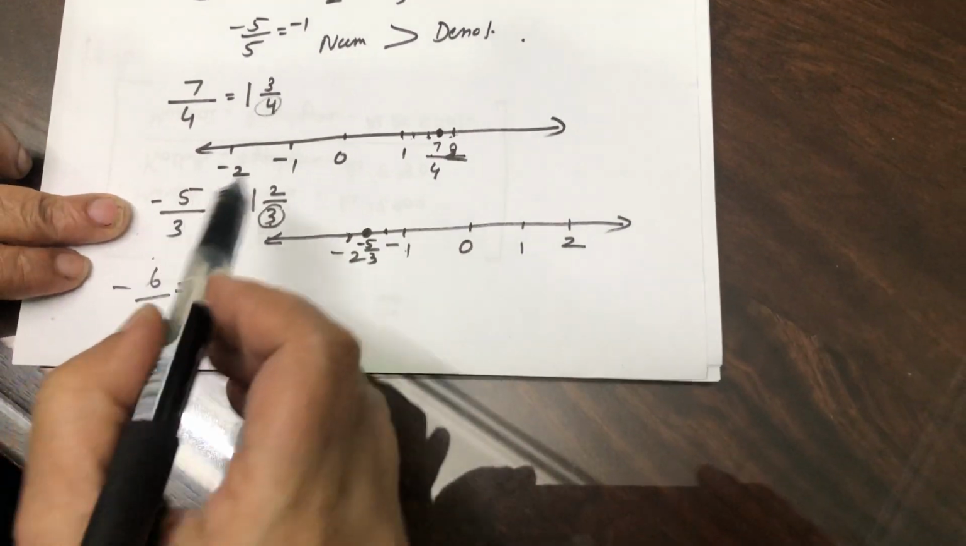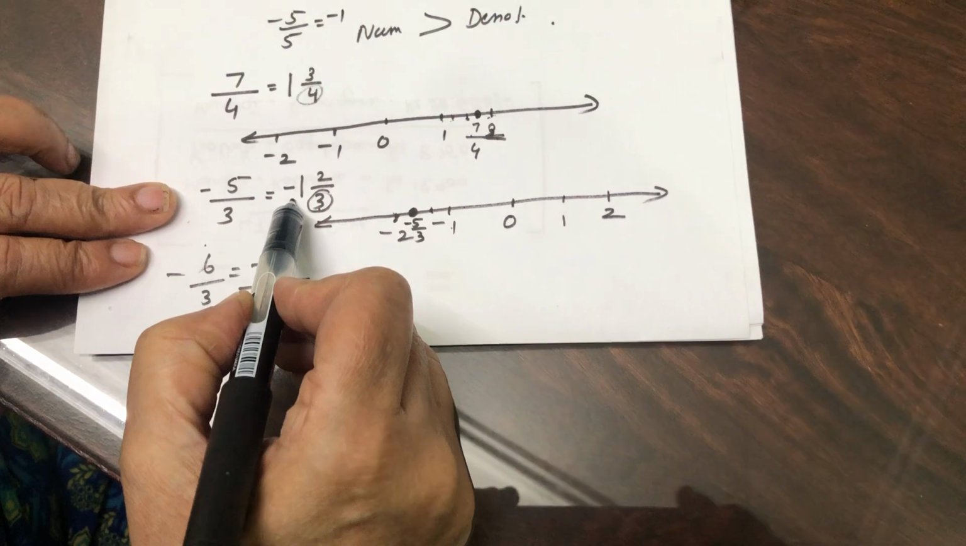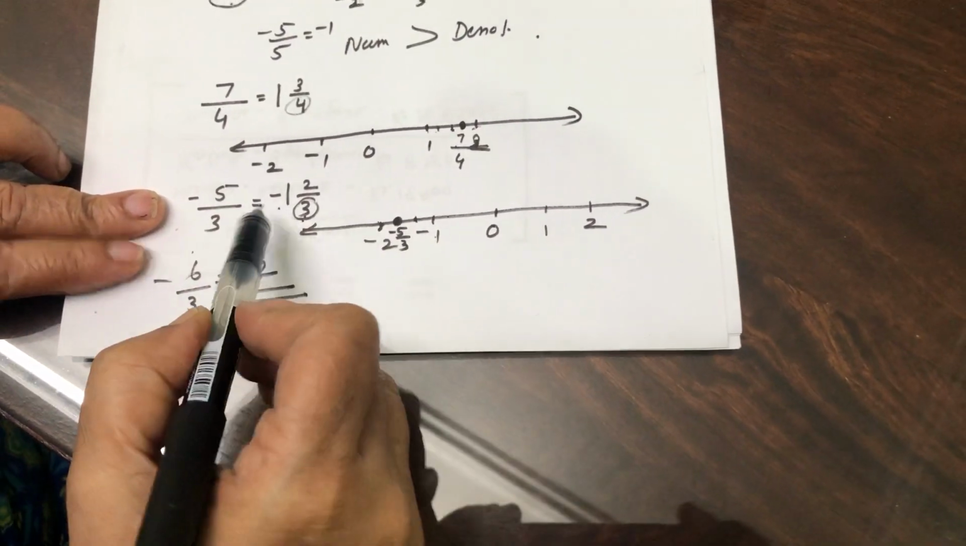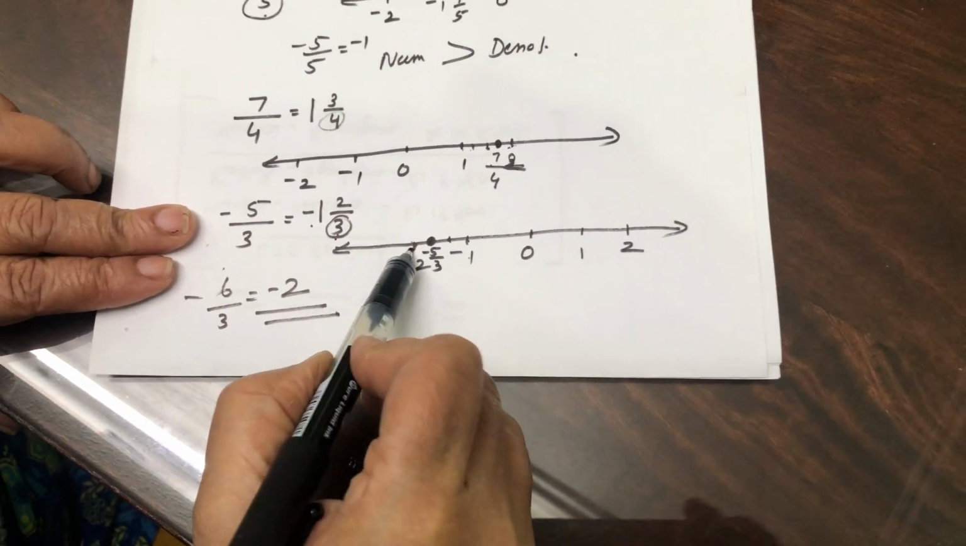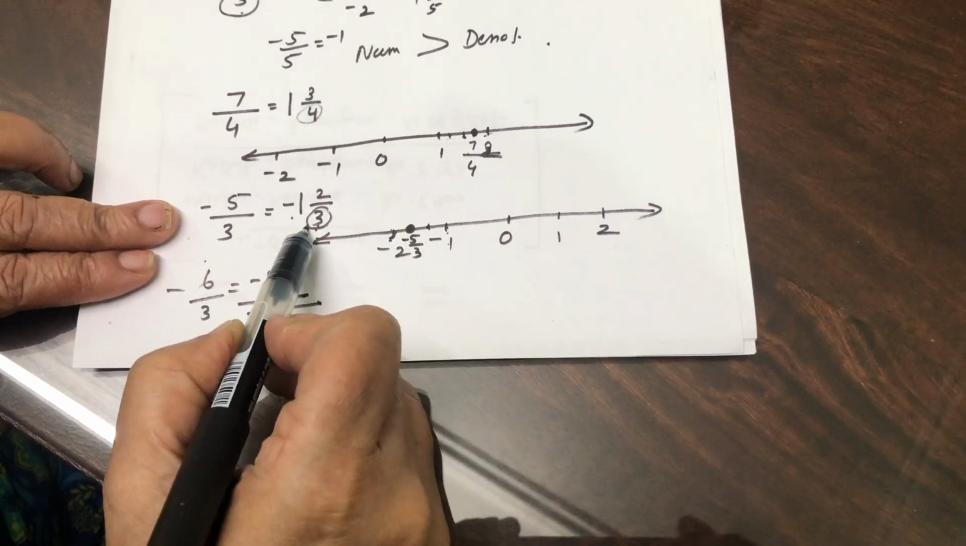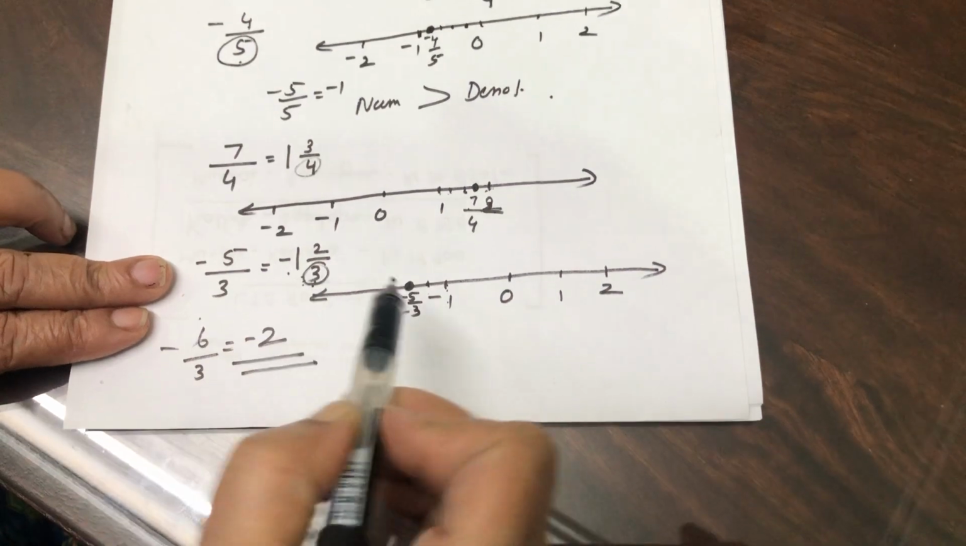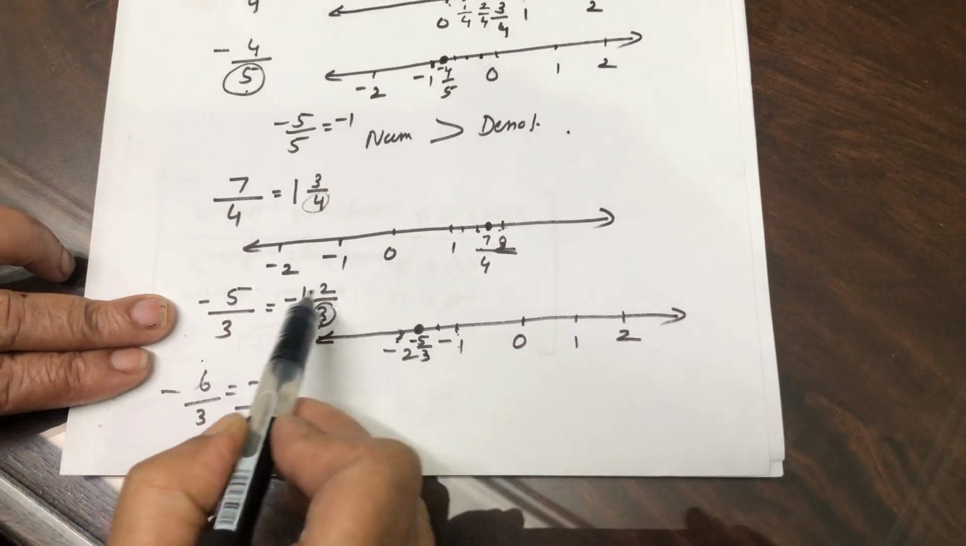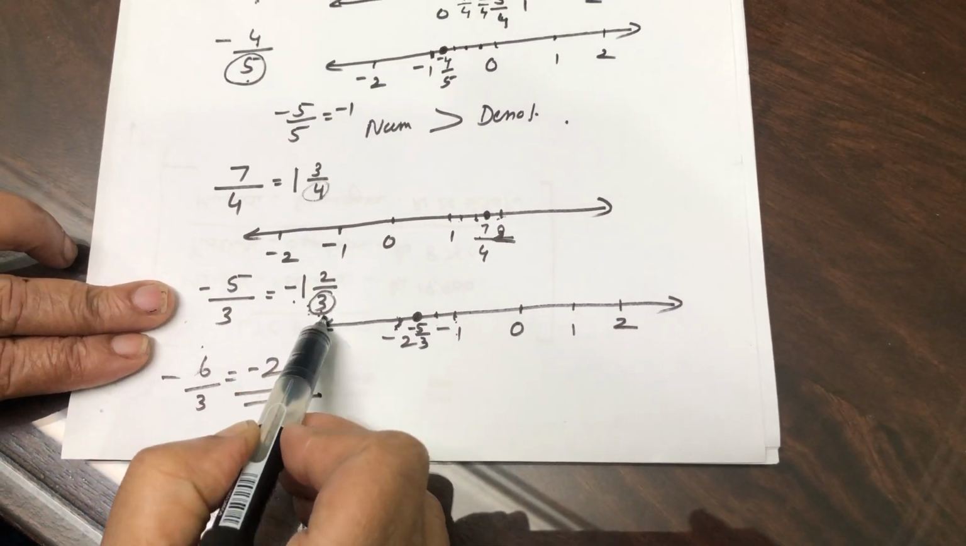Minus 5 by 3. Again, mixed fraction. Minus 1 2 by 3. So it is coming in between minus 1 and minus 2. In between minus 1 and minus 2, it is divided into 3 equal parts. And the second part is minus 1 2 by 3, that is minus 5 by 3.